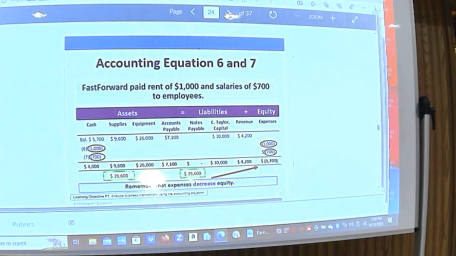We're paying some rent here, and we paid $700 of wage expense. Okay, so our cash goes down. For the rent, $1,000, and for wages, $700. On the right-hand side, we have expenses of $1,000 and $700. Accounting equation still in balance.